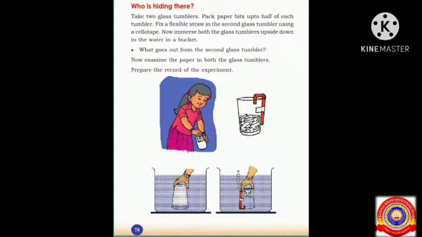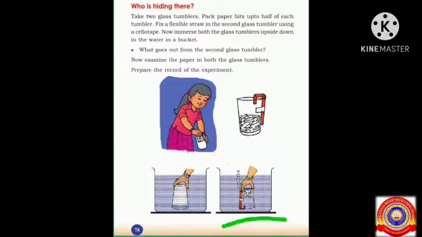In the first glass tumbler, only a small amount of water entered the glass. So, the paper bits in the first glass tumbler get slightly wet. Do you know why? This is because in the first glass tumbler there are paper bits in the major part and air is there in the remaining part. And what can we see in the second glass tumbler?